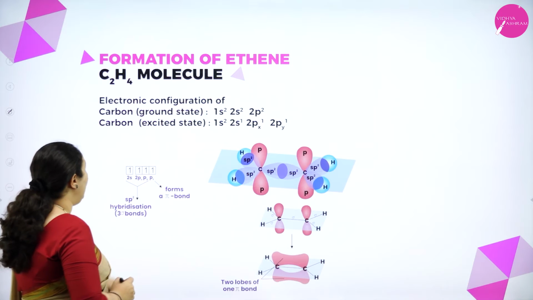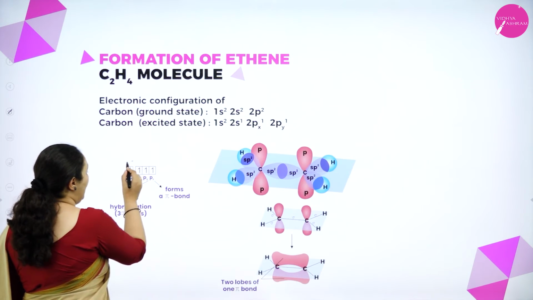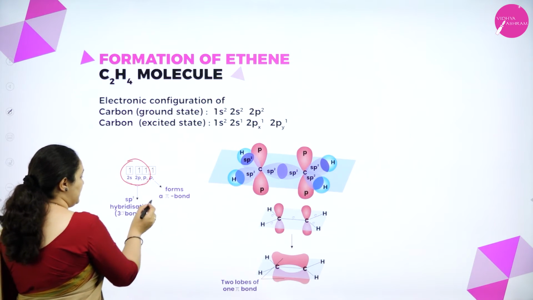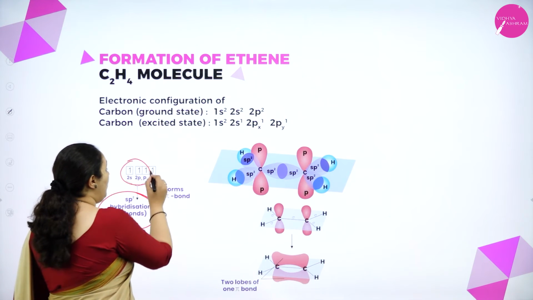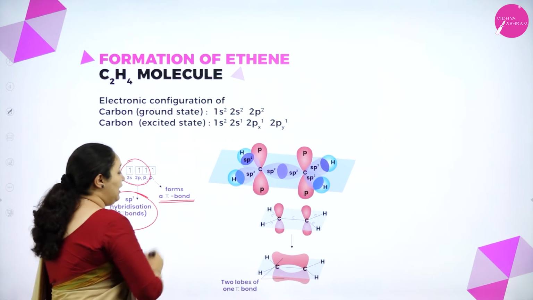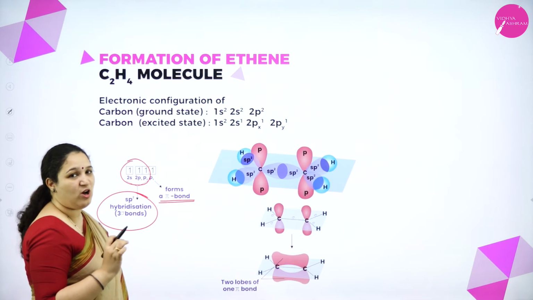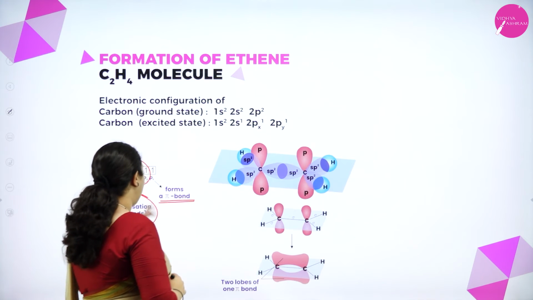But when the ethene molecule is formed, only 1 s orbital and 2 p orbitals will undergo hybridization, that is, sp2 hybridization will take place, and 1 p orbital will remain unhybridized, or it will remain as it is, a pure orbital. Okay. So what will happen when they mix?